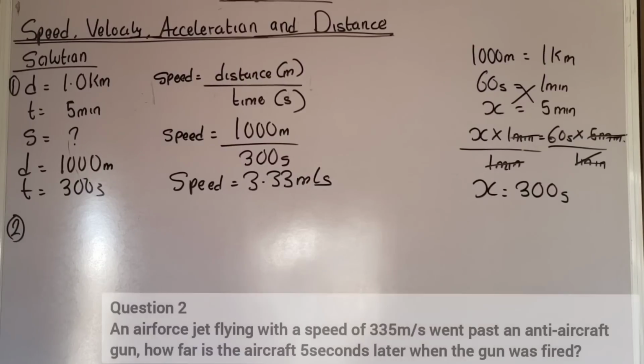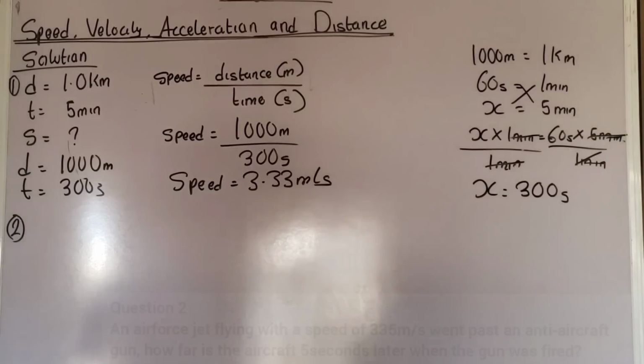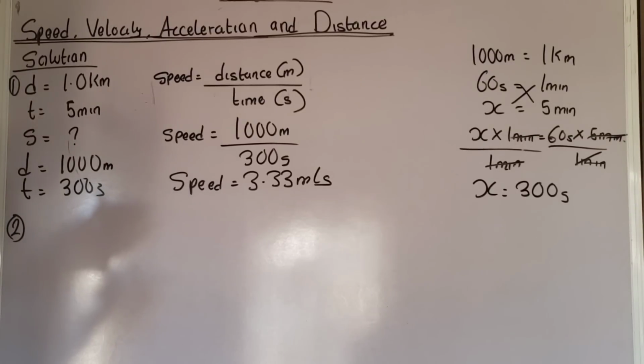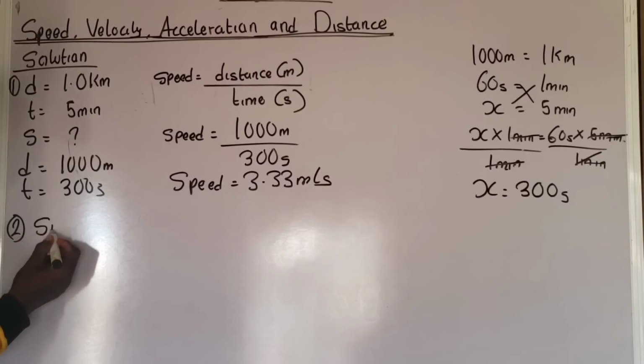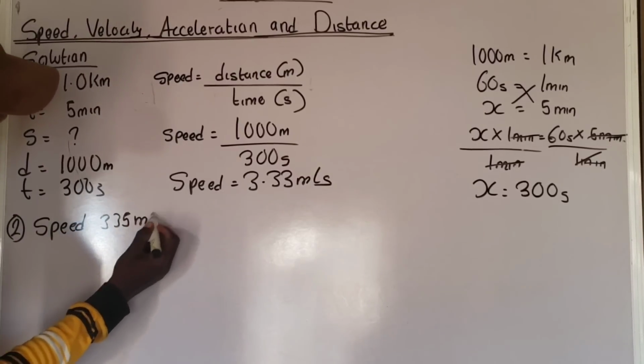Question 2. An Air Force jet flying with a speed of 335 meters per second went past an anti-aircraft gun. How far is the aircraft 5 seconds later when the gun was fired? Let's start by writing out the parameters given in the question. We are given an Air Force jet flying with a speed of 335 meters per second. So the first parameter is the speed. Speed equals 335 meters per second.